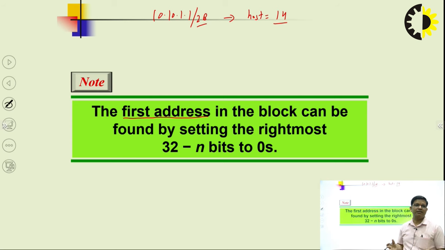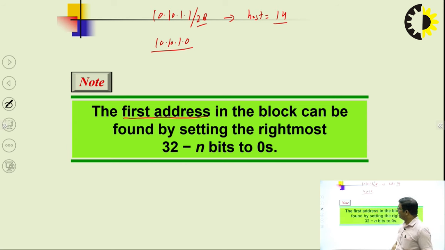The first IP address in this block can be found by setting the rightmost 32 minus n bits to 0. 32 minus 28 means 4 bits are kept as 0. Okay, so this is the first address. If we are talking about the very first address, this will be the network address.